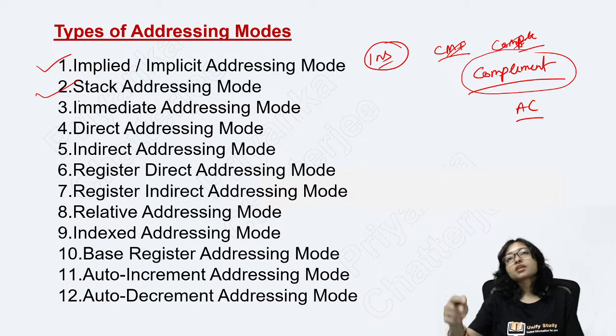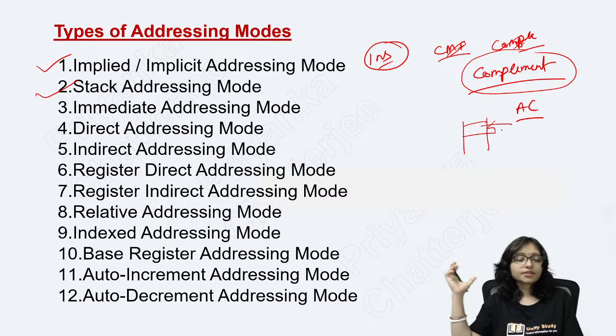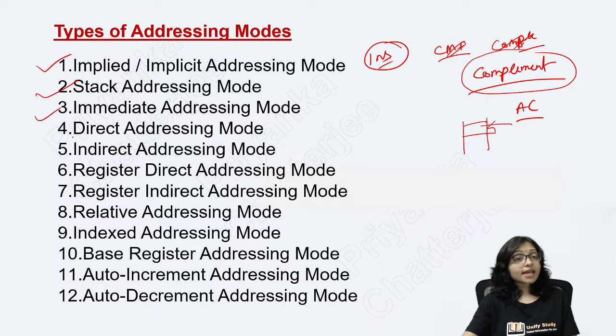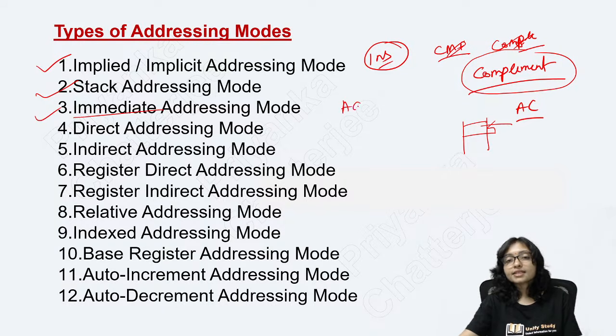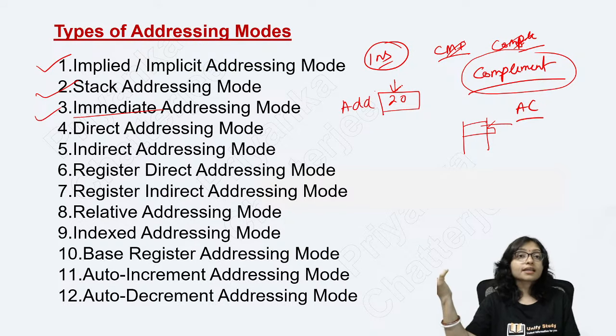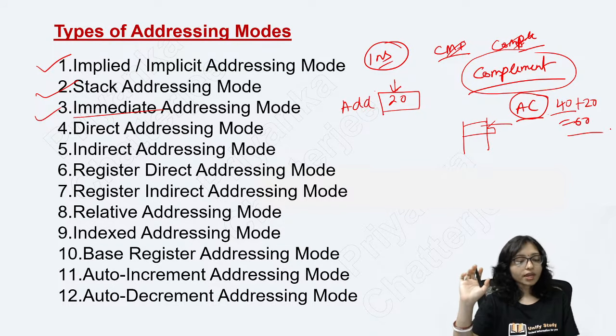Stack addressing mode means you are taking your data for the operation from the top of the stack. It is also predefined; your data is present in the top of the stack only. Immediate addressing mode means that is the immediate value. If I am writing add #20, this 20 is my value, and whatever add operation I do is with this 20. The other operand will be in the accumulator. Maybe the accumulator value is 40; 40 plus 20, the result will be 60. Directly you can get the result.